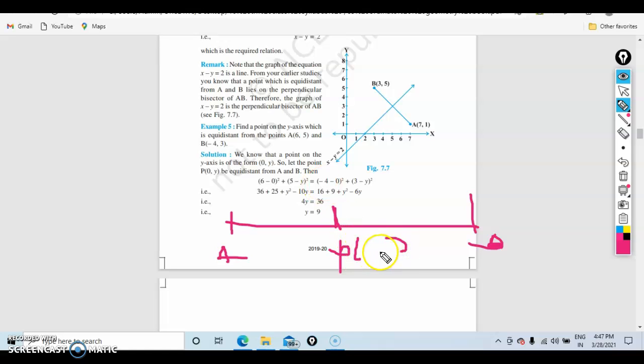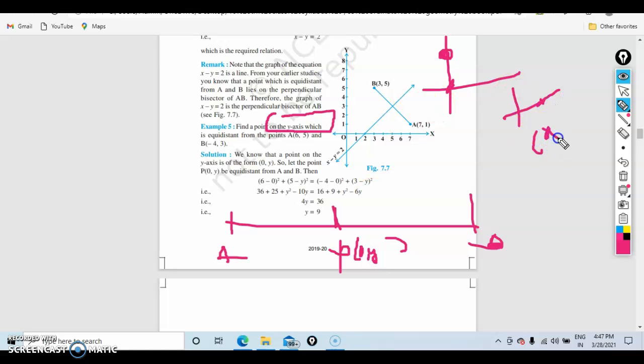But here they are discussing something about the point P. See, find the point on the y-axis. The point will lie on the y-axis. Suppose the point is only on the y-axis, then what will x be? 0, right? So then we can take it as 0, y. If the point is on the x-axis, we will take it as x, 0. So those are the two conditions you have to learn.